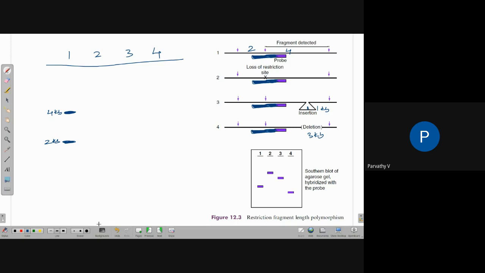That's right. So if we did not have a probe as I drew, and only this much part, then it will only recognize the 4 kb fragment, and we will not be able to see the 2 kb fragment, right? So if we have it like we had before, then the probe can bind to the 2 kb fragment as well as the 4 kb fragment. Okay, in sample 2, what shall we expect?